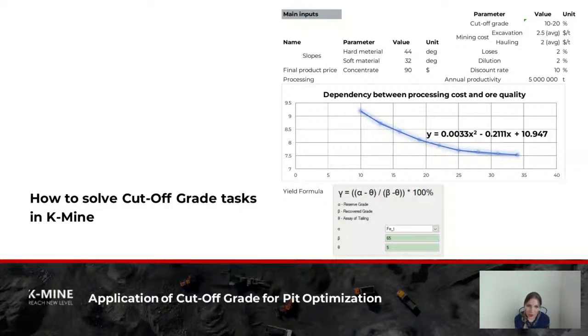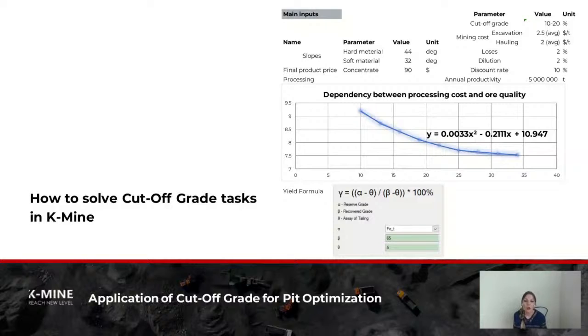The cost of mining is different for soft and hard rock, and also depends on the elevation, but on average is $4.5 per ton. Losses and dilutions are 2% each, and discount rate is 10%. And annual productivity by mineral is 5 million tons. The cost of enrichment is determined by the dependency formula on the quality of ore, and using this formula we also determine the yield of the final product during processing.